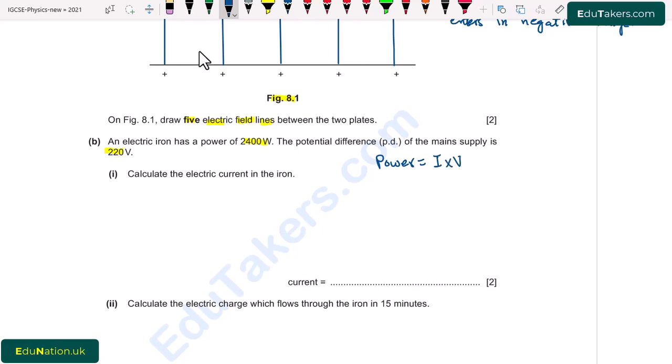Here we have to calculate the current. So I write I is equal to P over V. Power is given, 2400, and potential difference is 220. So the current comes to be 11 amperes. So I write here 11 amperes.